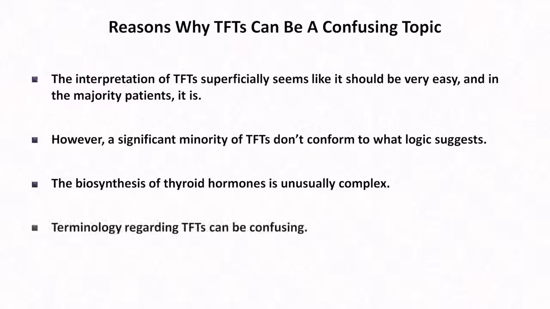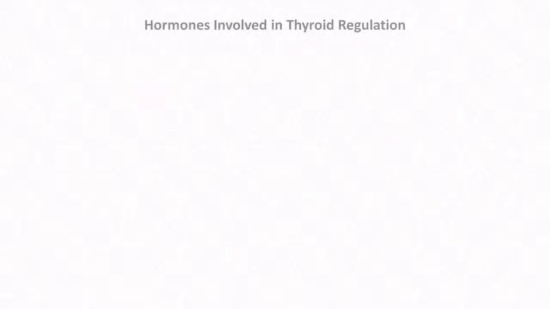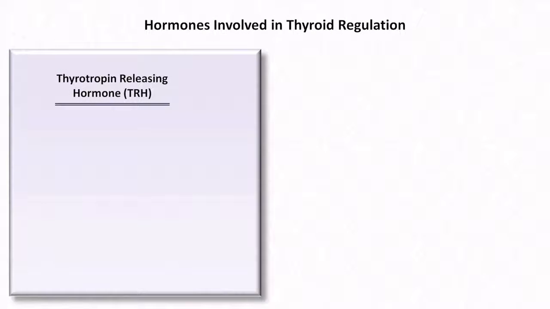Finally, even the terminology surrounding TFTs is confusing. While the term thyroid hormone generally refers to one of 2 specific and nearly identical compounds, there are nevertheless a total of 4 hormones involved in the process. I'll briefly review each. The first is thyrotropin releasing hormone, or TRH.